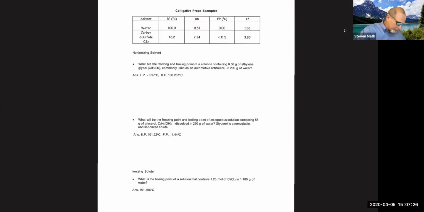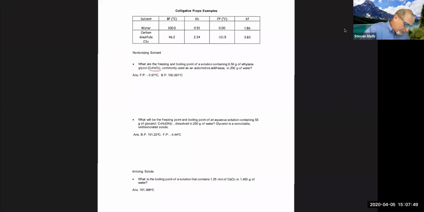So the question asks us, what are the freezing point and the boiling point of a solution that contains 6.5 grams of ethylene glycol, this is antifreeze, and 200 grams of water? So we've got the answers. All we have to do is find a way to make those match up. The first thing I want to do is calculate the molality of this.